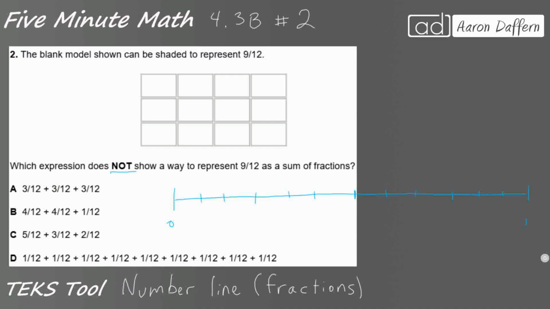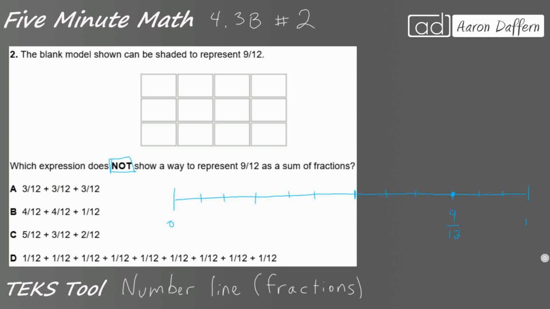All right, so I did it into halves and fourths, then cut each fourth into thirds. You could also just cut it into thirds and then cut each third into fourths. So I'm looking for 9/12. So let's label that: 1, 2, 3, 4, 5, 6, 7, 8, 9. So here's my target right there, 9/12. If I can get to there with these sums, then it is a correct expression. I'm looking for the one that does not show a correct expression.